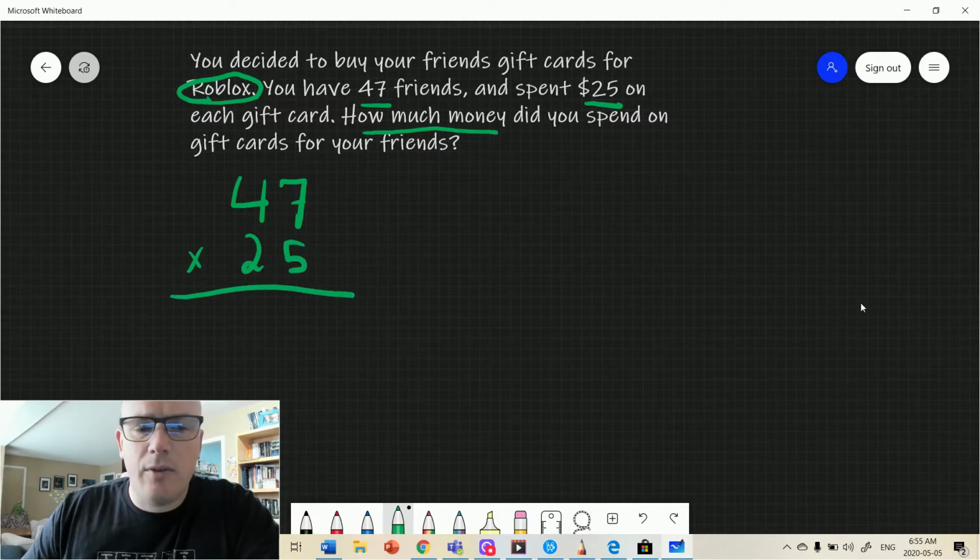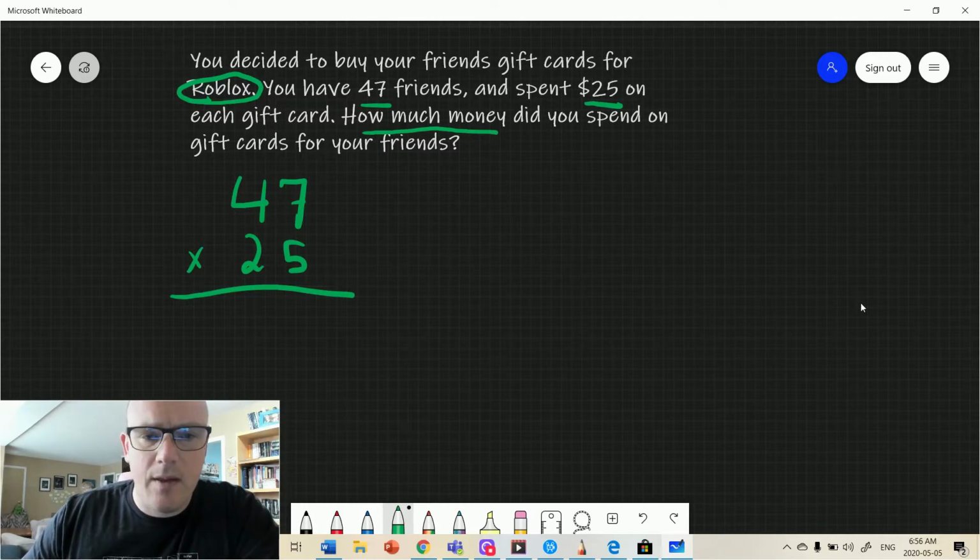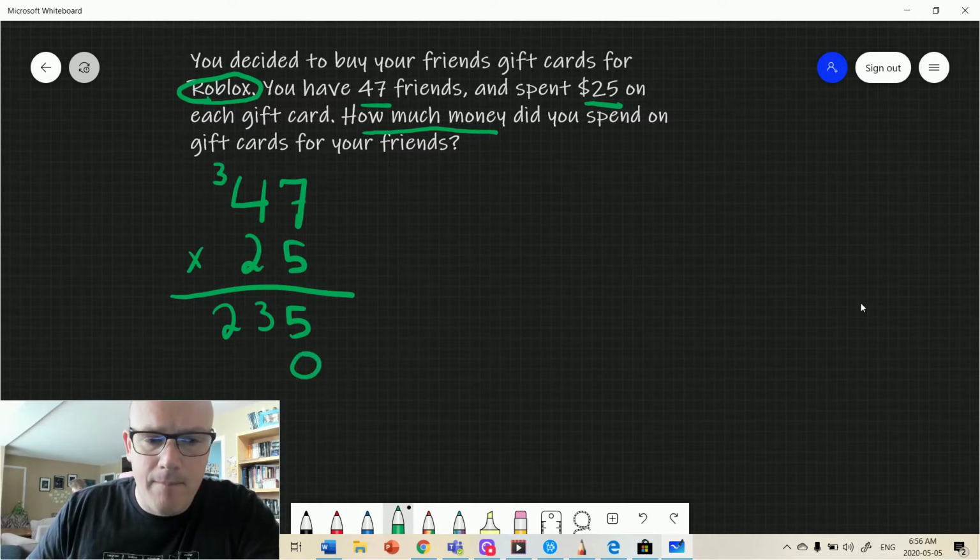Now we're going to solve this with the standard algorithm. 5 times 7 is 35. Carry over the 3 into the tens column. 5 times 4 is 20, plus 3, 23. Now, because we are moving on to the tens column right here, we got to drop the bomb. Now we can begin multiplying. 2 times 7 is 14, 4 here. And I carry over the 1 up here. 2 times 4 is 8, plus 1 is 9.